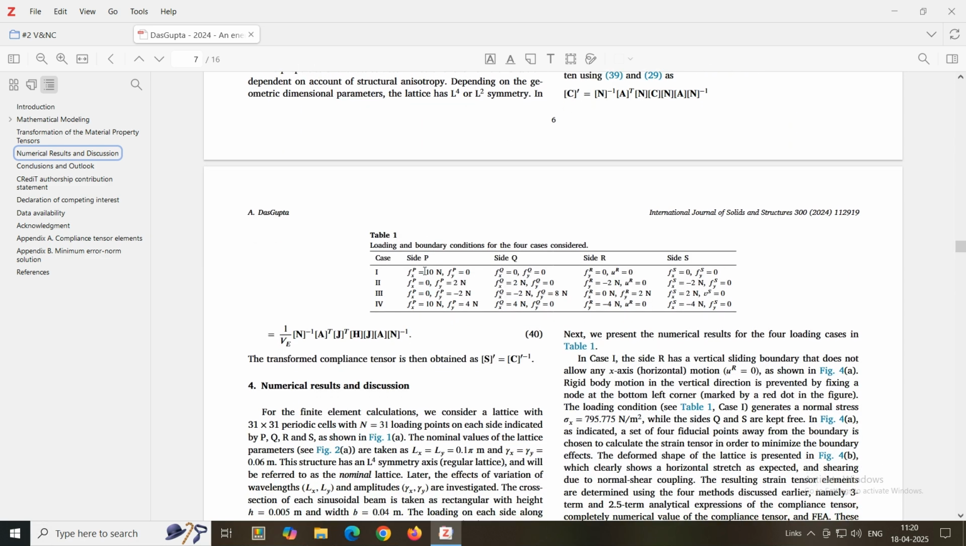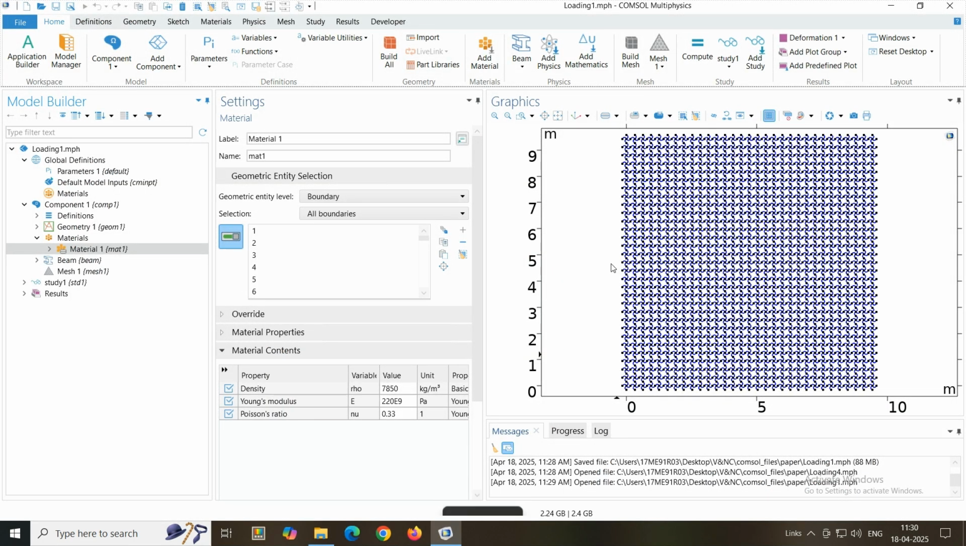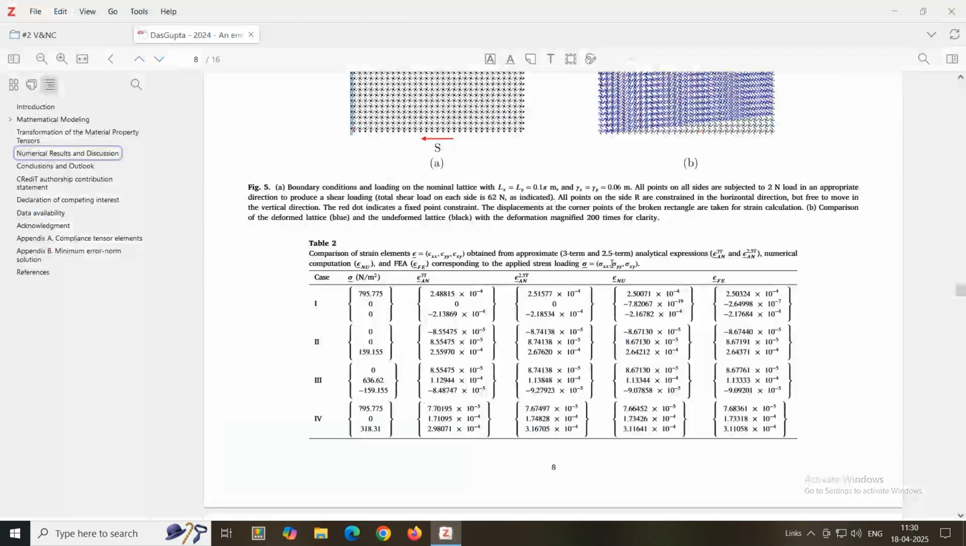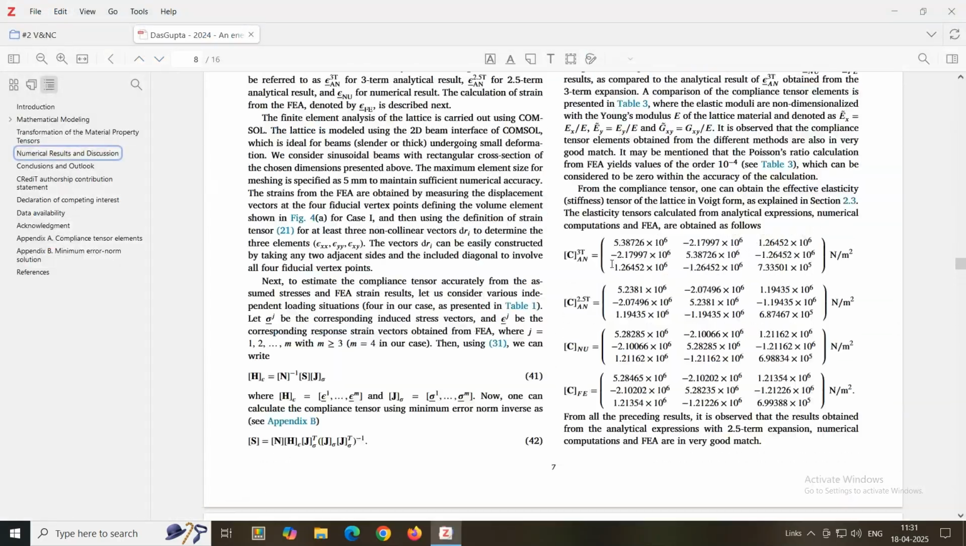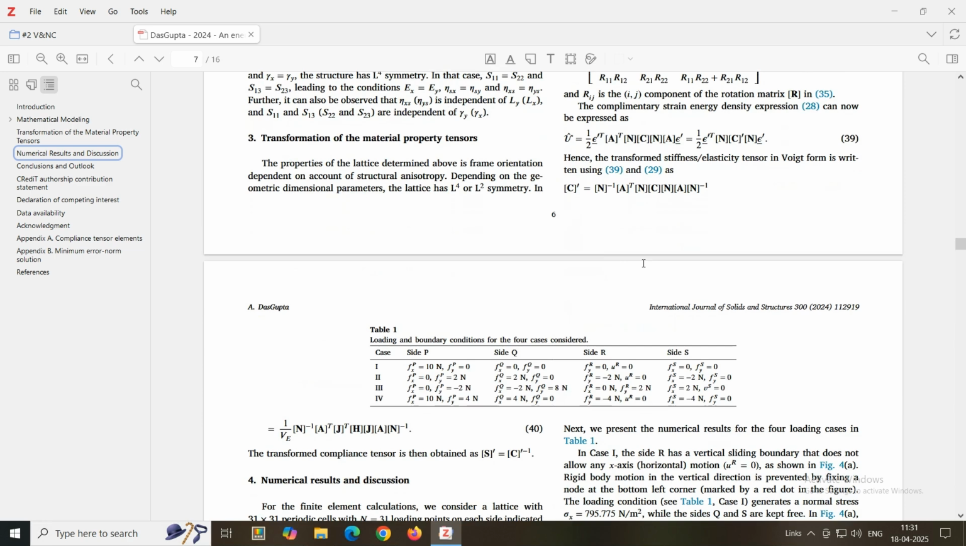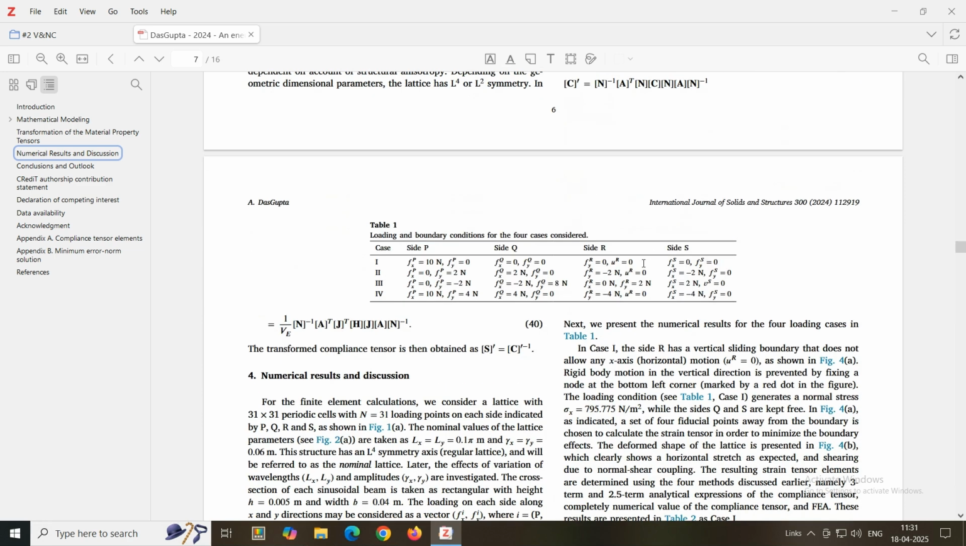I'll try to first show my COMSOL implementation. So here is a COMSOL model to calculate the effective properties of the lattice. I've considered a 31 by 31 lattice as is done in this paper. To obtain the effective properties of the material, we need to consider at least three load cases. Here the author has considered these four cases, and I've considered the same four cases.